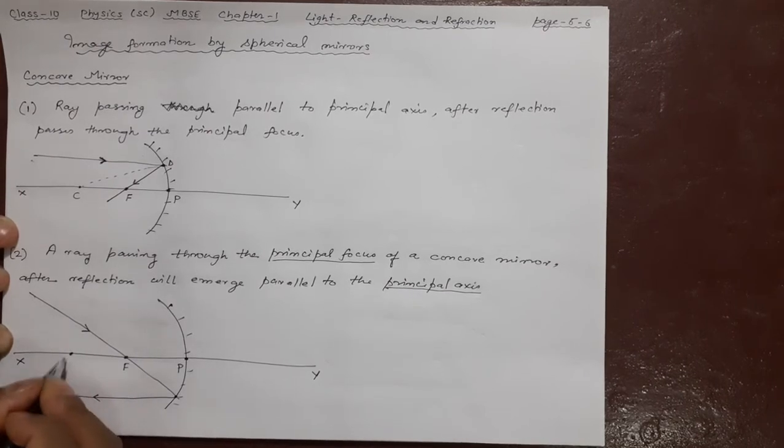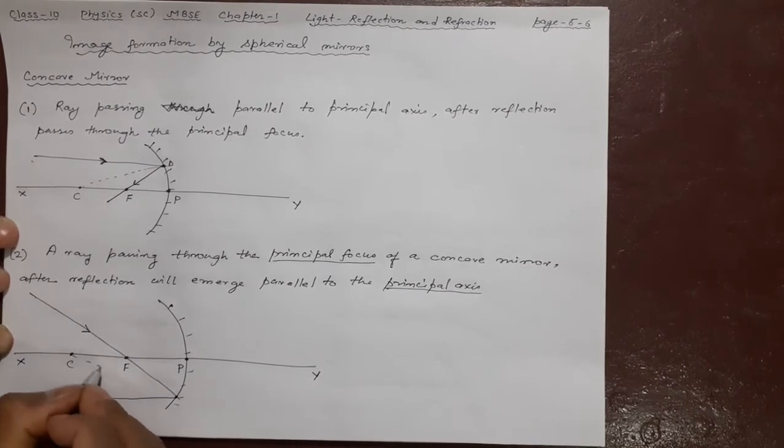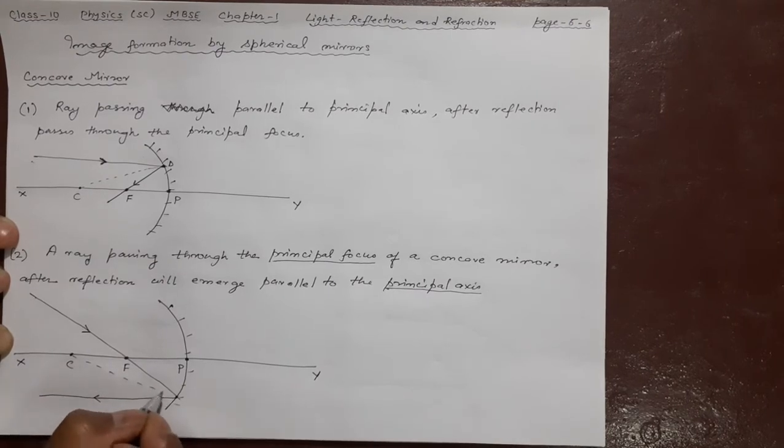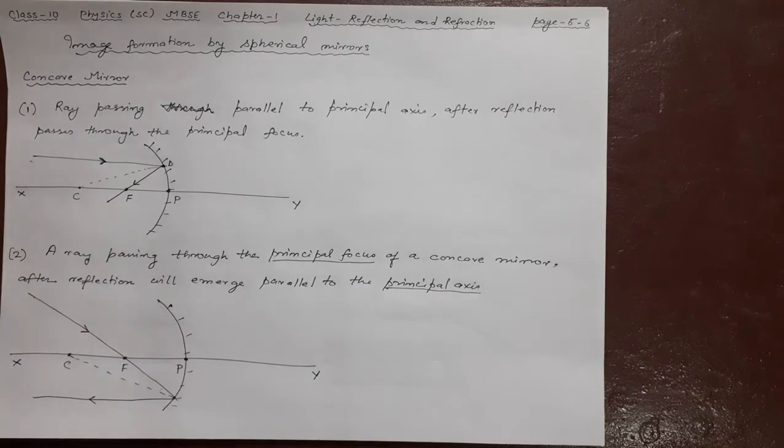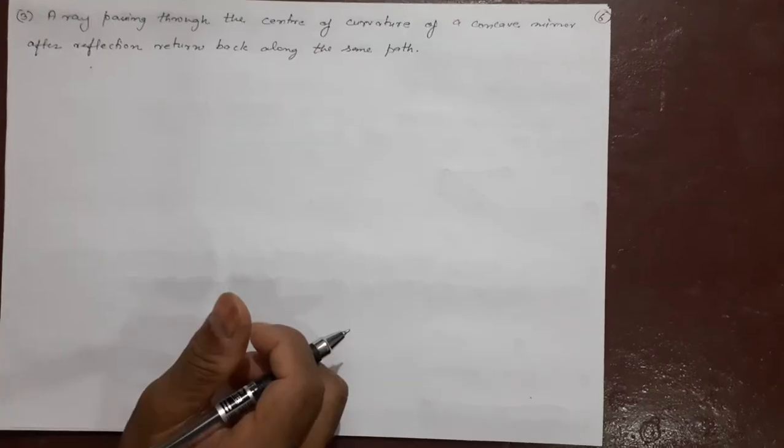Okay, so this is the opposite of that. For your diagram, it is always good to draw the center of curvature here. This is the dotted line, because these angles are the incident and reflecting angles. Incident angle, reflecting angle, that we will study later on again. So these are the two rules. After this, two more rules are there, we will continue. This is the third rule.